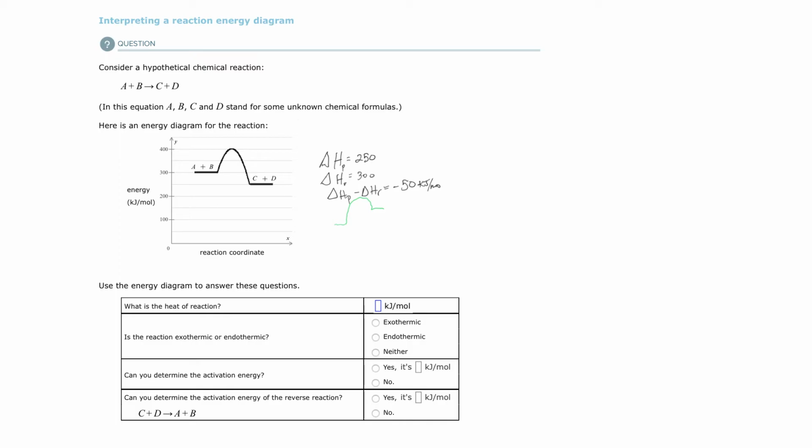Okay, so your first question is asking you, is this endothermic or exothermic? Well, it's losing energy. It's lower energy at the end, so it's going to be exothermic. That'll be your first question. Now the next two are pretty simple also. Can you determine the activation energy?